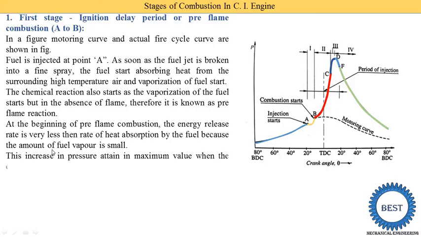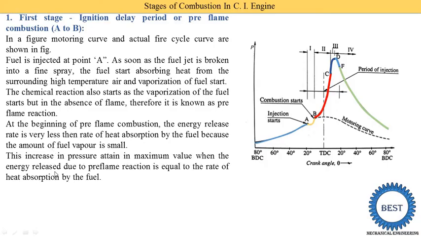This increase in pressure attains a maximum value when the energy release due to pre-flame reaction is equal to the rate of heat absorption by the fuel. It means it reaches point B when the amount of energy released and the amount of energy absorbed by the diesel are both equal. The firing cycle curve starts differing at point B from the motoring curve. Up to this point B, the firing curve and motoring curve are the same.